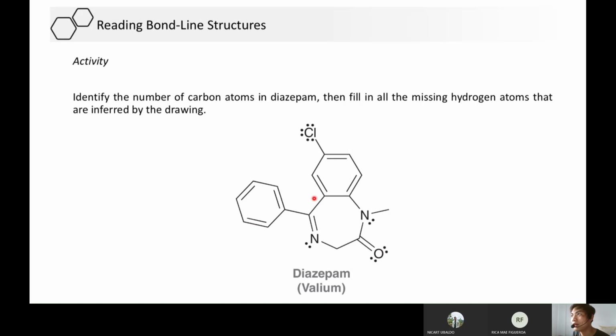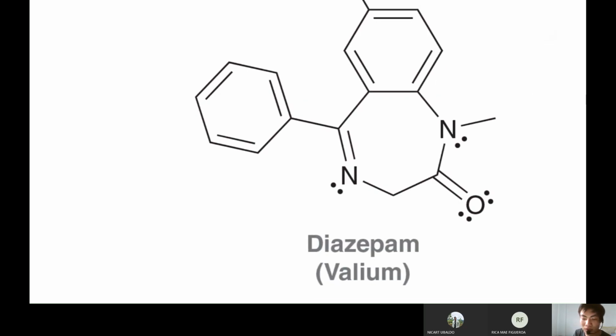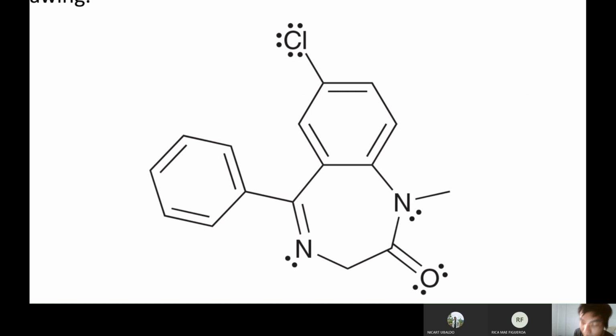All we have to do is to fill in all the missing hydrogen atoms that are inferred by the drawing. So, meaning lang nun yung hidden hydrogens. Bilangin natin, no? So, sige. So, again, yung titignan natin yung mga edges, no? Zoom in natin. Ayan. So, ilang hydrogens kaya meron dito? Dalawa po? Isa. Bakit isa?